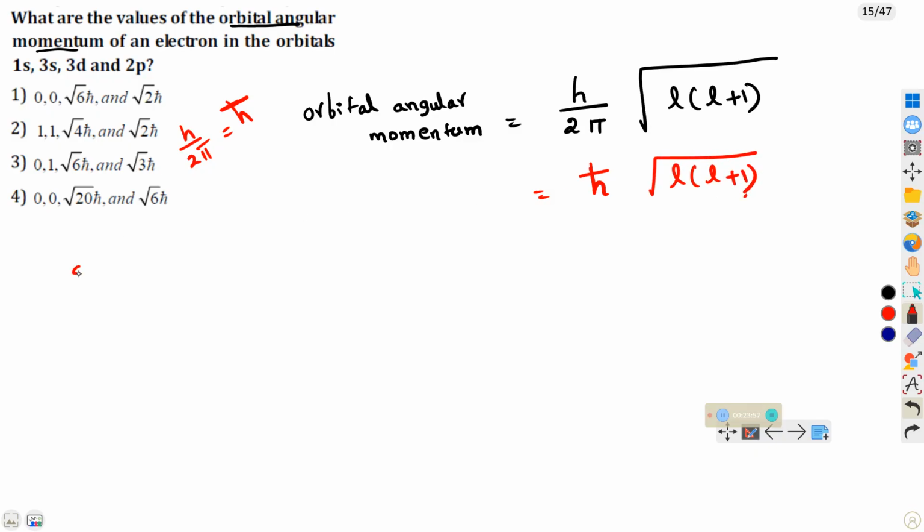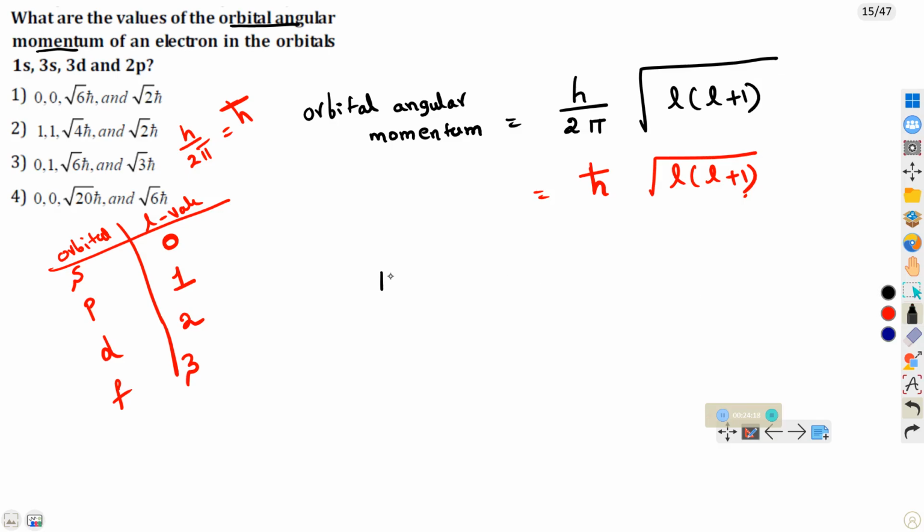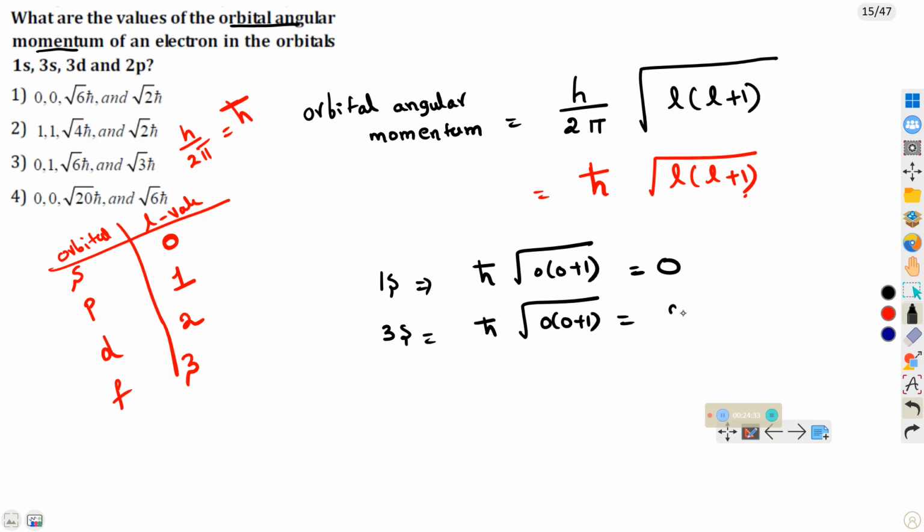We know that for s orbital L value is 0, p orbital L value 1, d orbital L value 2 and f orbital L value 3. Now 1s orbital is given h cross square root of 0 into 0 plus 1, then you will get 0. Even 3s orbital h cross square root of 0 into 0 plus 1, you will get 0.